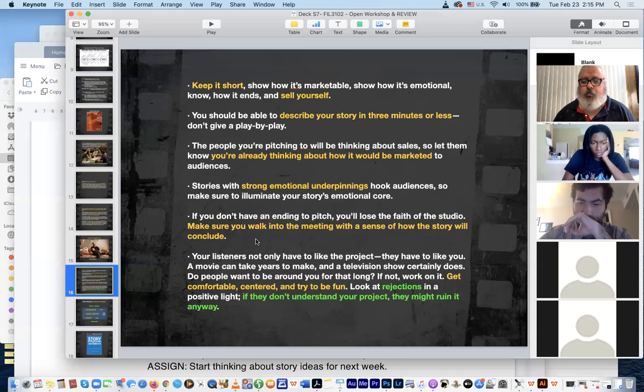Make sure that you walk into a meeting with a sense of how your story will end. It's easy to get the ball rolling and get people interested in your ideas, but how are you going to culminate? How are you going to sum it up? How is it going to end? So he recommends that you have a strong idea of the beginning, middle, and end of your story or your series. And then, of course, get comfortable, get yourself centered, and try to have fun with this process.